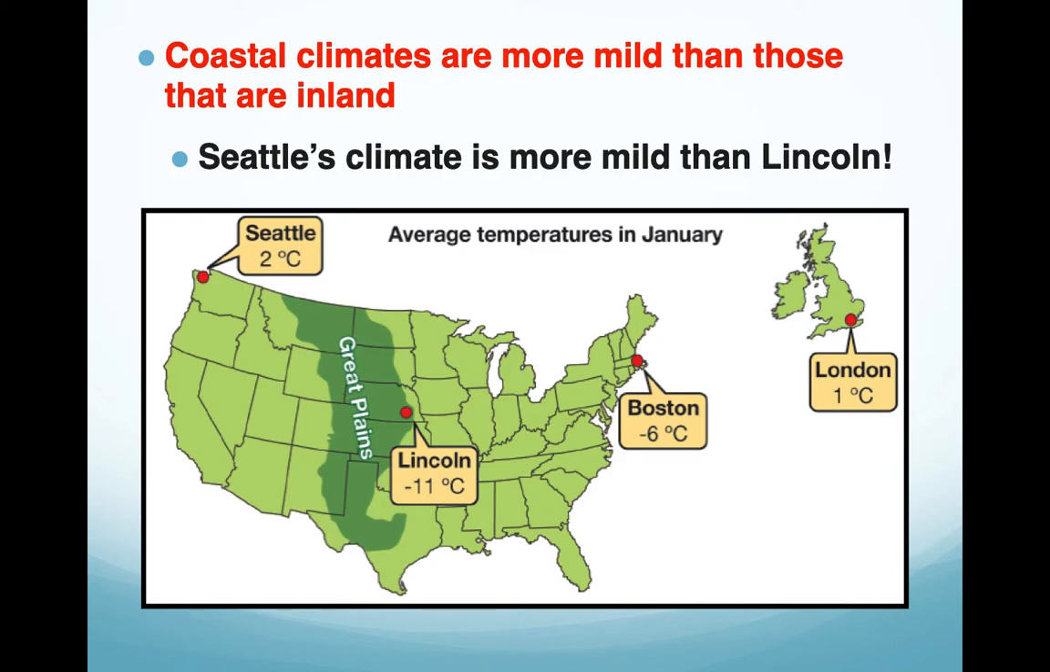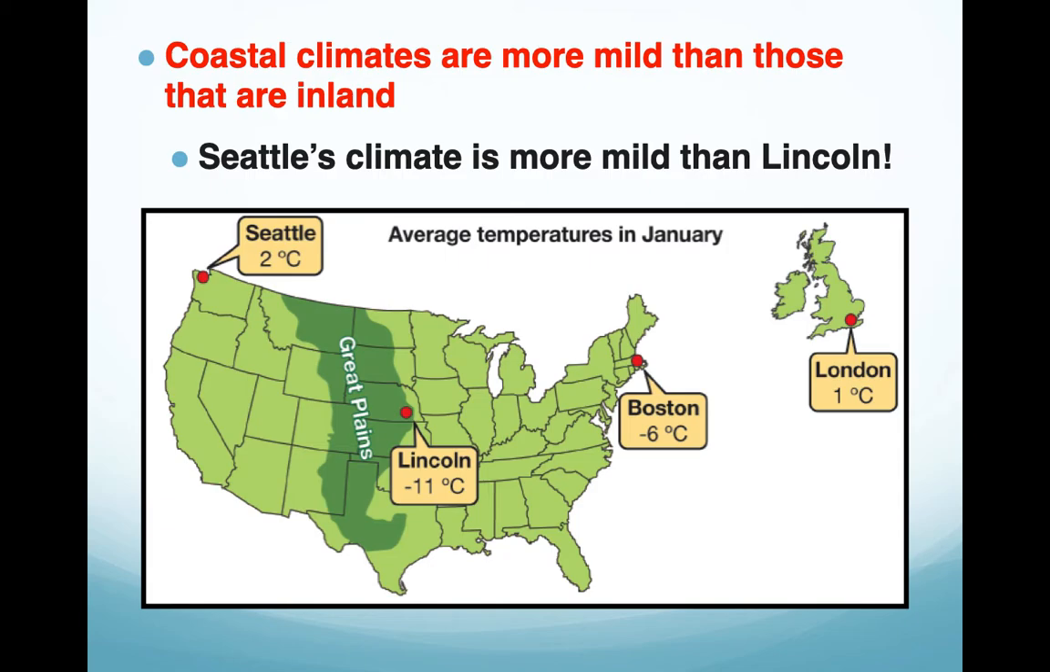Now, coastal climates, because of oceans, are actually more mild than those that are inland. Because water has that high specific heat, it's not going to cool off or heat up really quickly; it hangs on to that temperature. If you're in an area that is near an ocean, your climate is more mild. If we compare Seattle, which is out on the west coast, and Lincoln, Nebraska, which is in the middle part of the United States, Seattle's climate is going to be more mild than Lincoln because it's near the ocean.